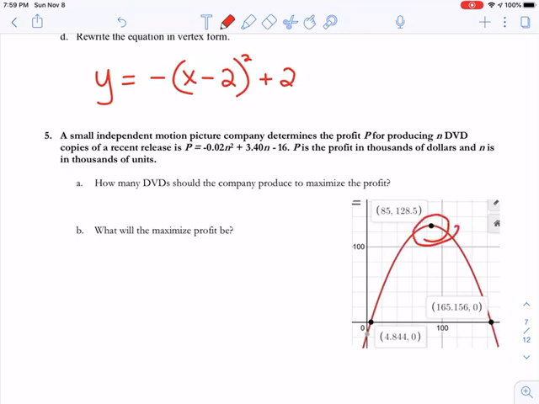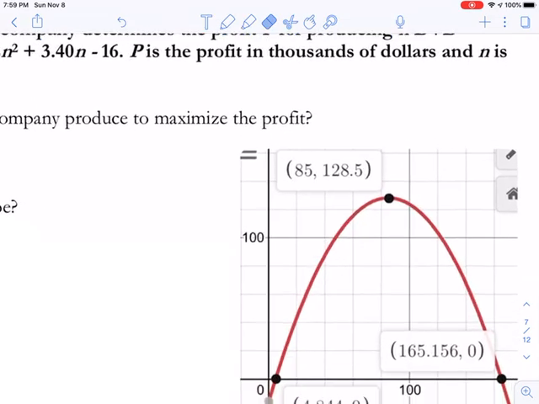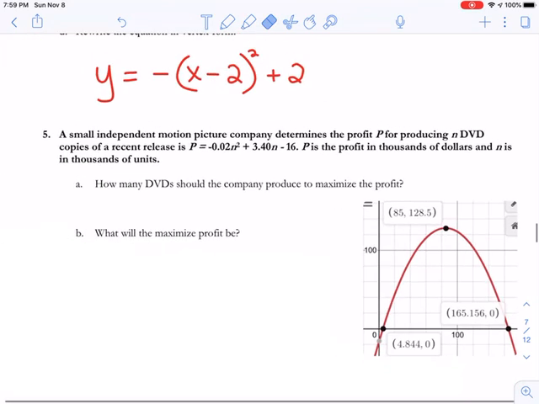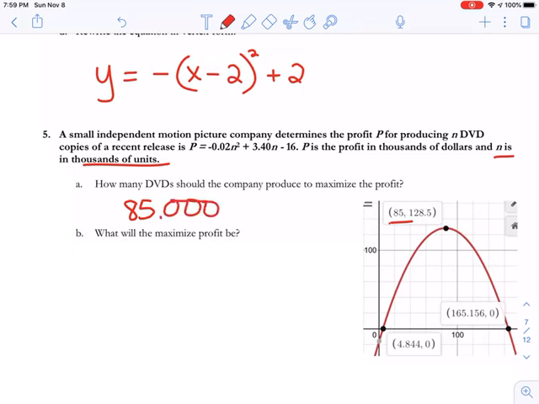Okay, so maximum occurs at the vertex. So the number of DVDs, remember, n is the number of units itself. So the number of DVDs is 85. Or it's actually in thousands, so 85,000 DVDs.